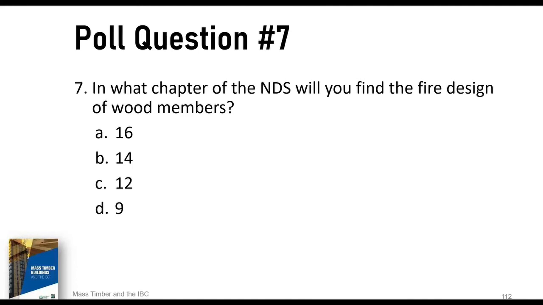The question was basically, in what chapter of the NDS do you find the fire design of wood members? Of course, you have 16 total chapters, and the 16th or final chapter is the one where you will find all of the NDS design information for exposed wood.